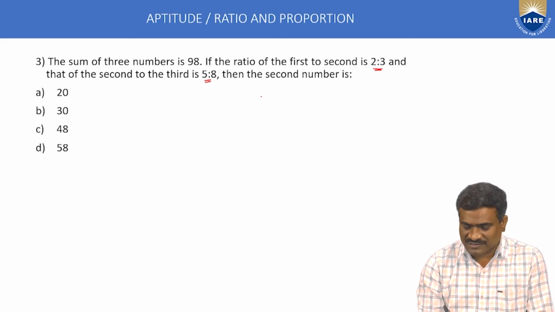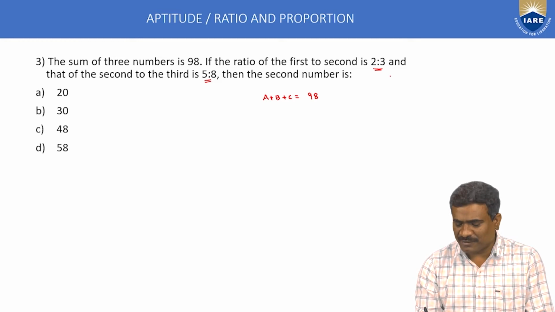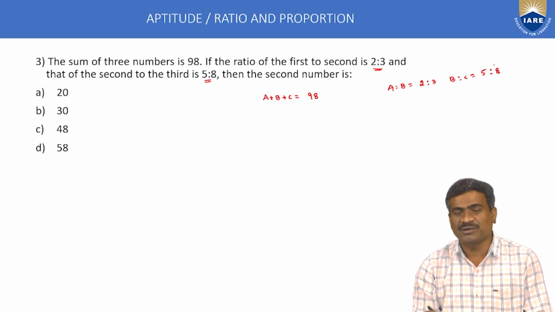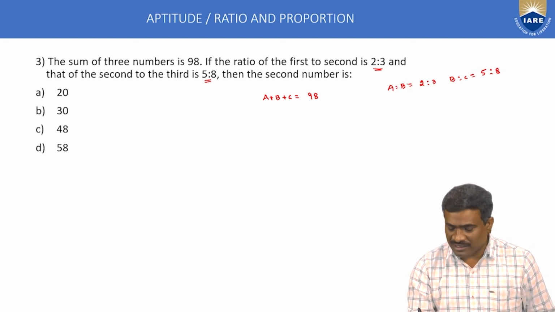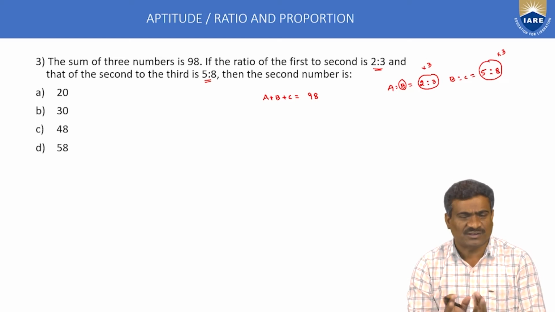Method. First statement, suppose consider sum of three numbers, that is A plus B plus C is equal to 98. Next statement, A is to B is equal to 2:3. Next, B is to C is equal to 5:8. Here B is common. First ratio multiplied by the second ratio's B value, second ratio multiplied by the first ratio's B value, to convert B into the same fixed number.